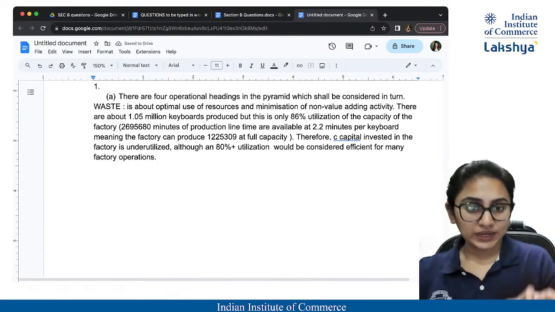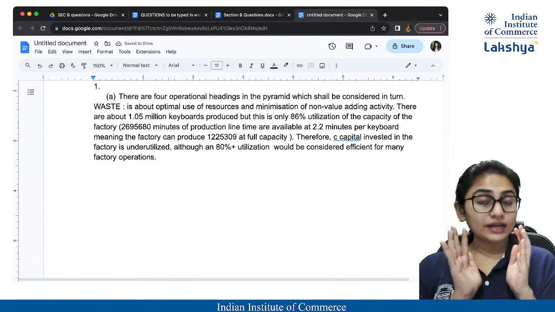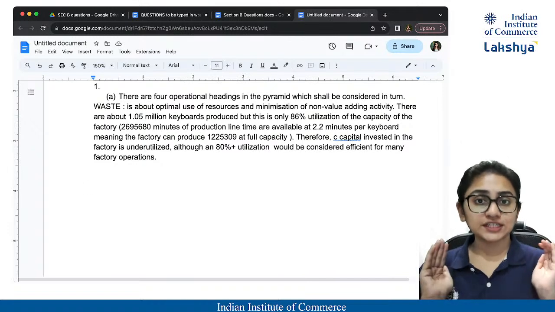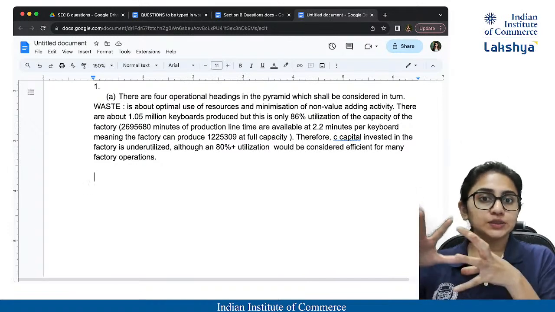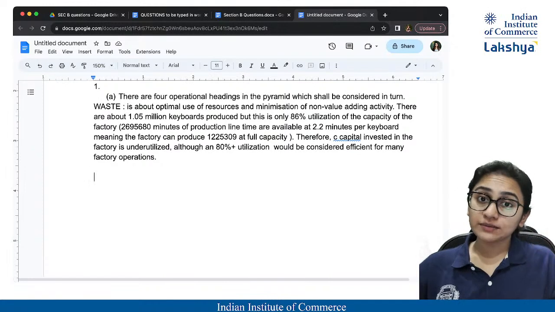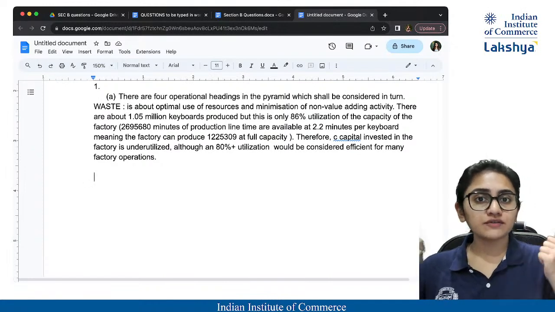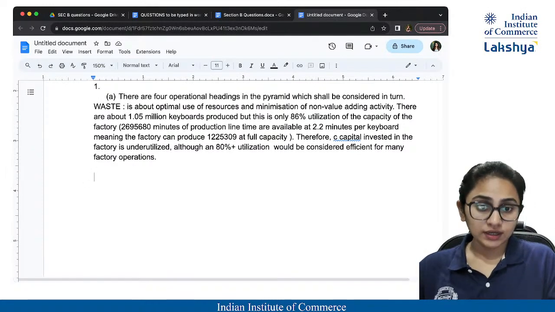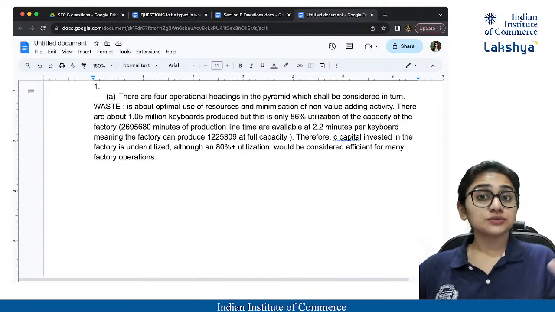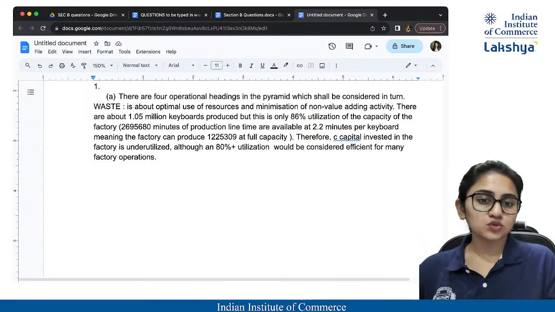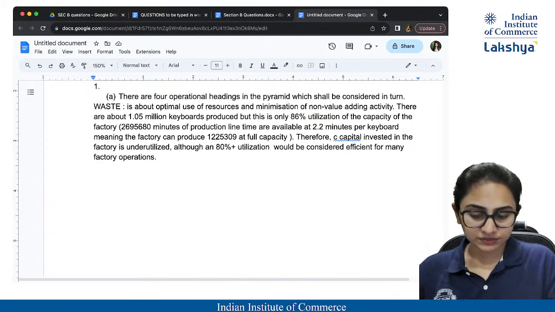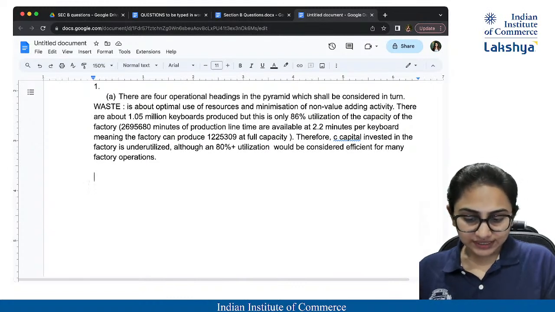Okay, this is regarding waste. So out of the total 100% utilization, we are utilizing only 86%, wherein 14% we still can produce in the available resources, but we are not doing it. Although 80 plus utilization means very good, but still there is a scope of doing more, 14%. So that can be there.